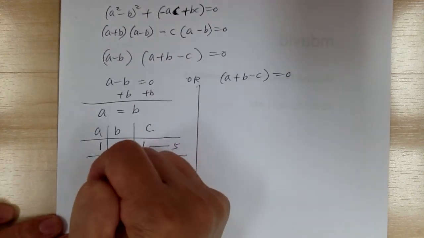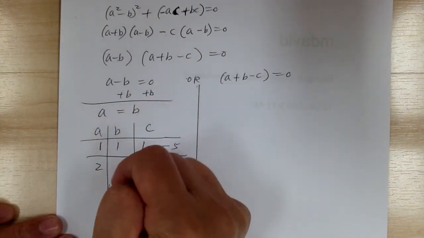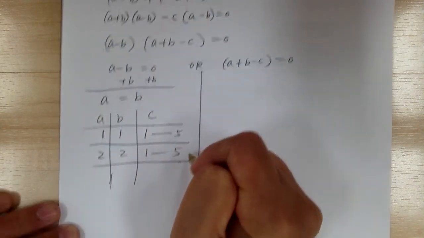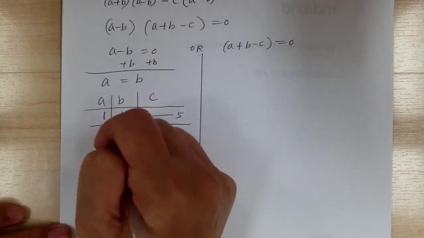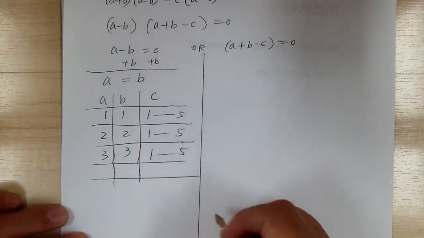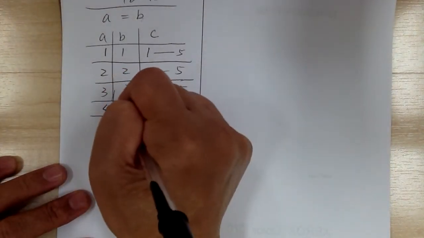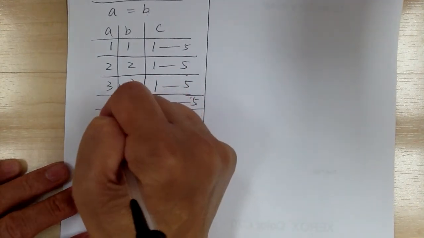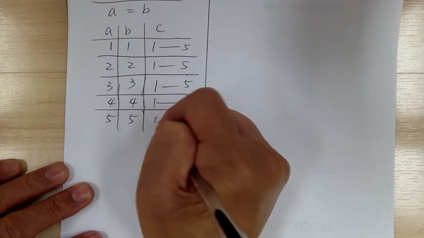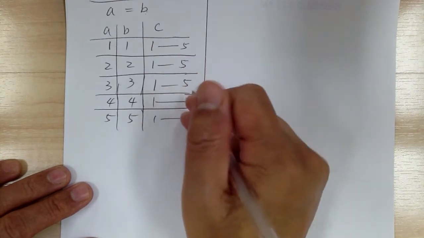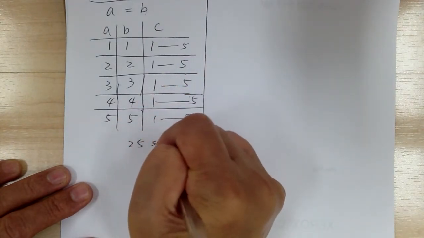And if A equals 2, because A equals B, B has to be 2. Again, C can be 1 through 5. When A equals 3, B equals 3, again C equals 1 through 5. And keep going. When A equals 4, B equals 4, C equals 1 through 5. And when A equals 5, B equals 5, and C equals 1 through 5. So finally, you got 5, 5, 5, 5, 5. So there are a total of 25 solutions from this side.